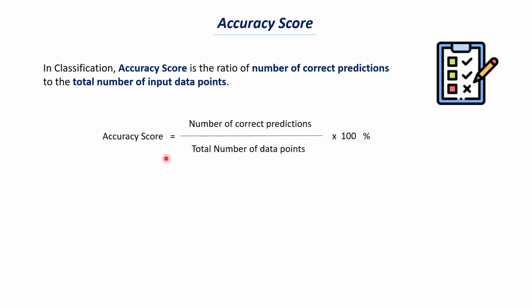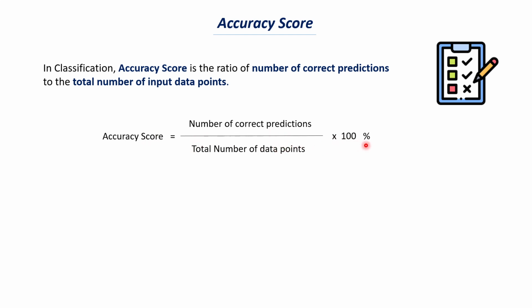You can write the formula for accuracy score like this. Accuracy score is equal to the number of correct predictions divided by the total number of data points. If you multiply this value by 100, you will get a percentage. If you divide the number of correct predictions by the total number of data points, you will get a decimal value less than 1. If you multiply it by 100, you will get the percentage of this accuracy score. Okay, so this is just like finding a simple percentage.